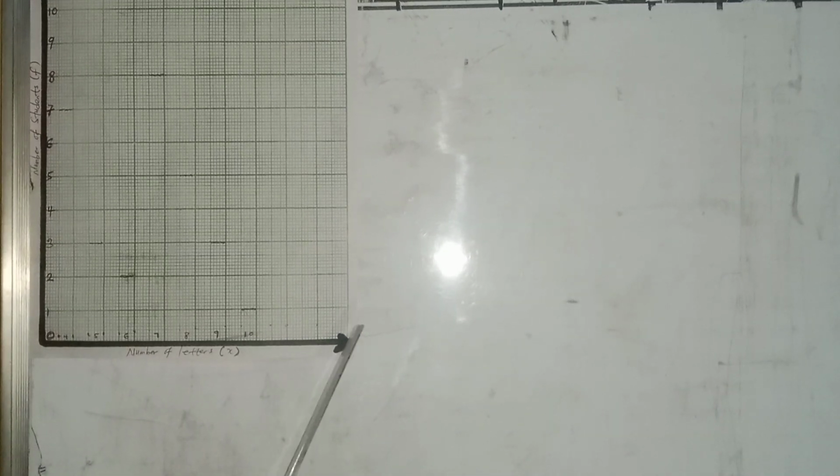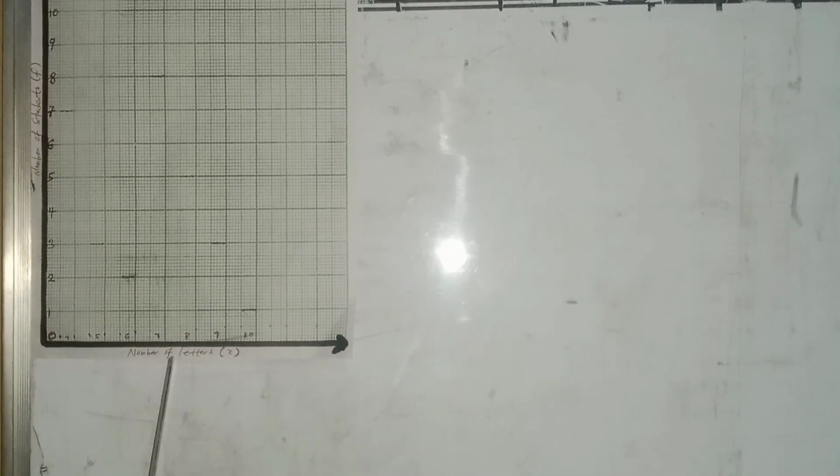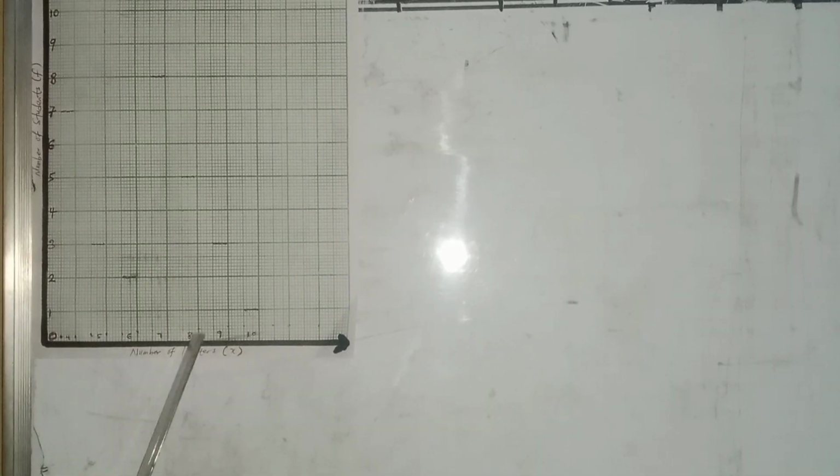The horizontal line is labeled as number of letters, that's X, and then the vertical axis is labeled as number of students, that's the frequency. I remember that in every bar chart, the frequency is always plotted on the vertical axis, whilst the observation is plotted on the x-axis. So from the question, the number of letters are 4, 5, 6, 7, 8, 9, 10, and they have their corresponding frequency, which we shall be plotting later.